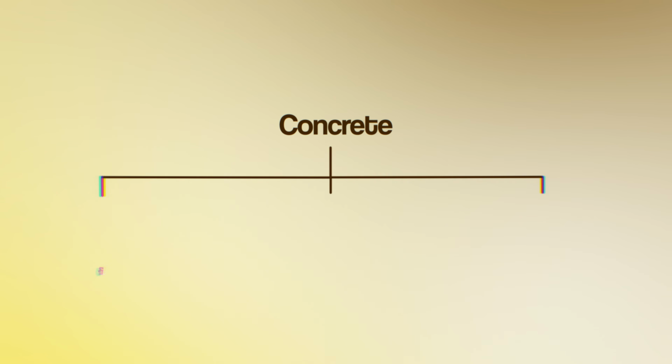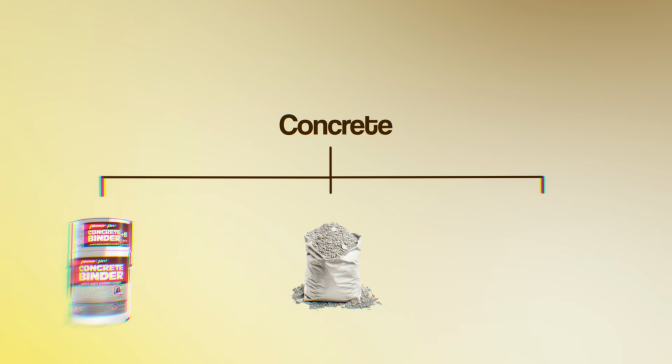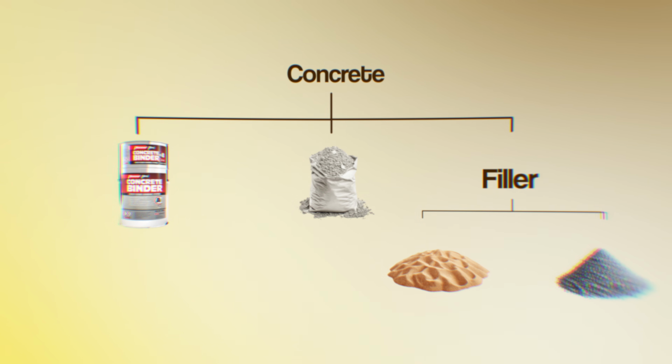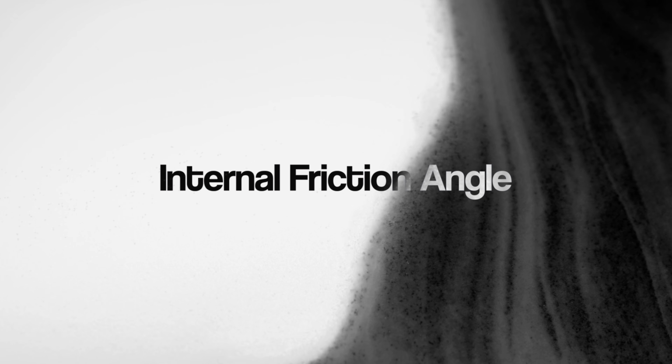But for concrete we need aggregates. Concrete isn't just a solid block. It's a composite material. You have the binder, cement, and the filler, sand and gravel. If you use spherical desert sand, the grains simply slide past one another under pressure. This is the internal friction angle problem.